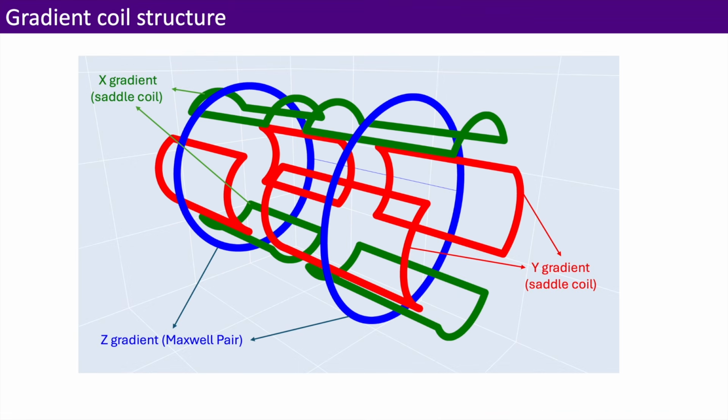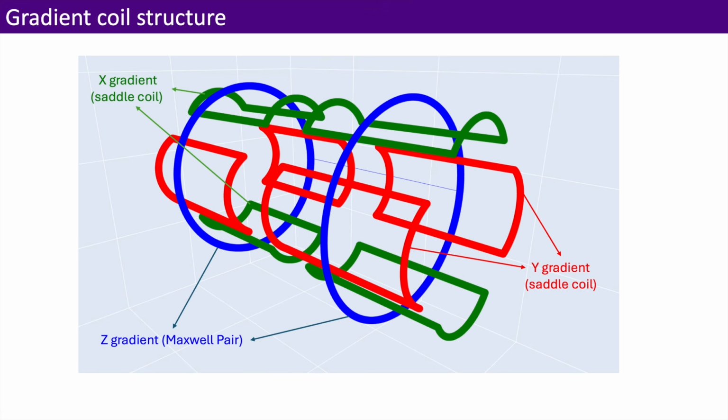Now let's look at the structure of the gradient coil. As we discussed, it has X, Y, and Z coils, and the Z coil is the simplest, which is a Maxwell pair or Helmholtz coil with opposite currents. Y and X gradients are composed of saddle coils, and this is the most basic design. The design can be further complicated to create more homogeneous or stronger fields, but this is the foundation.